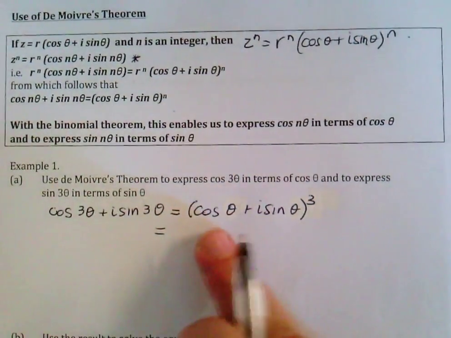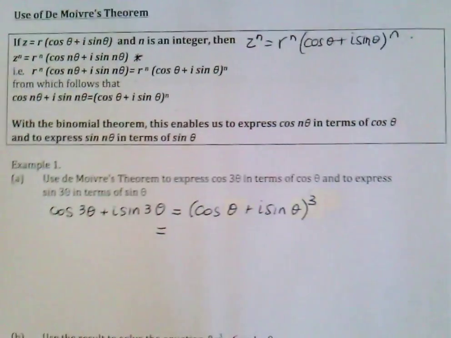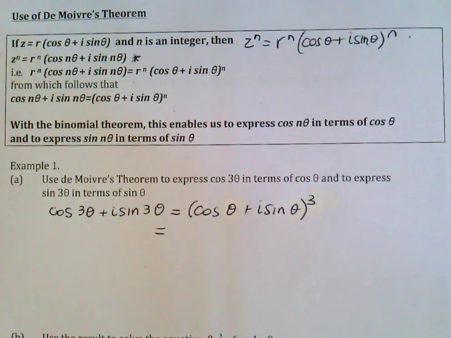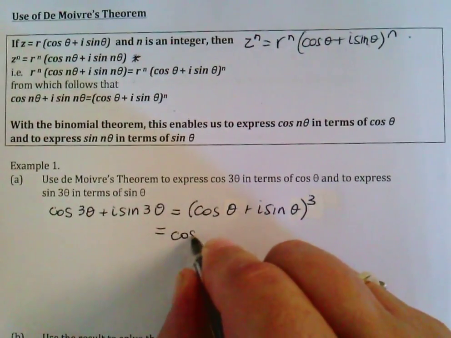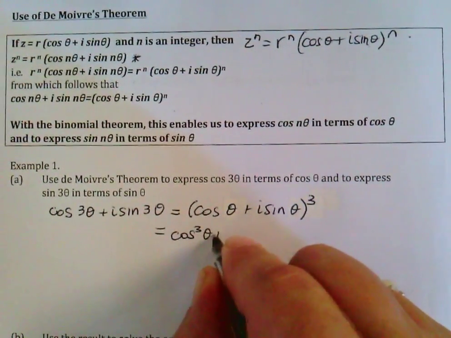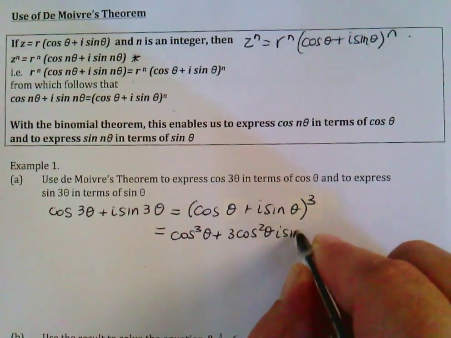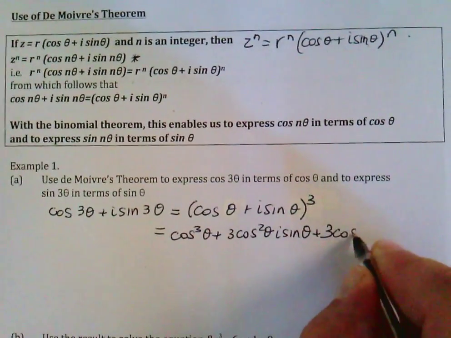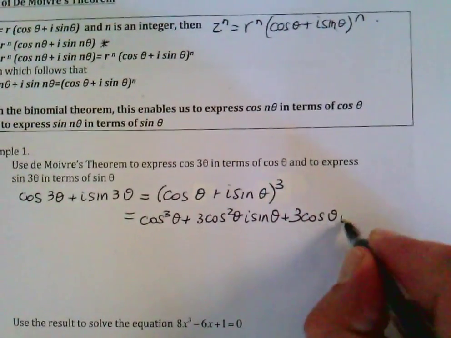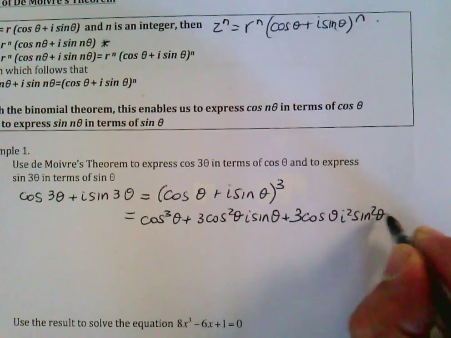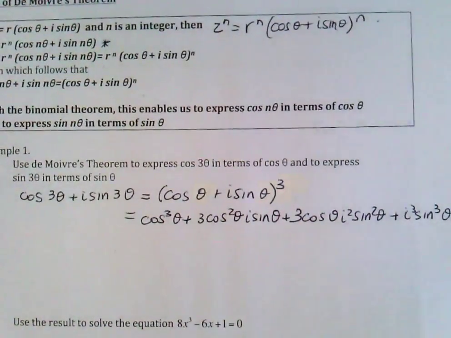I'm now going to expand this using the binomial coefficients of cubed, 1, 3, 3, 1 of Pascal's triangle. We good with that? We've got 1, 1, 1, 1, 2, 1, 1, 3, 3, 1. So it would be the highest power of cos, do you remember? Cos cubed theta plus, what's next? 3 cos squared theta times i sine theta, plus 3 again, cos theta times i squared sine squared theta, plus 1, or i cubed sine cubed theta.